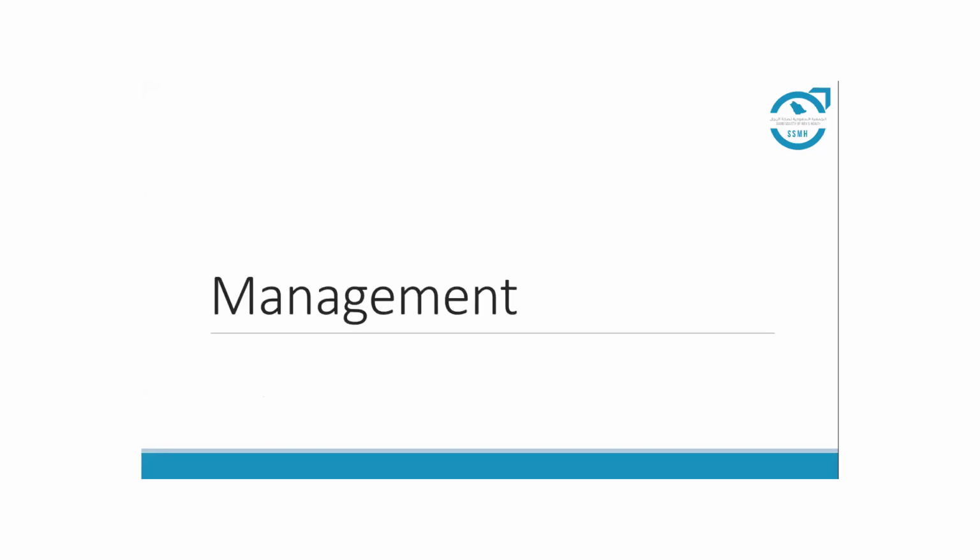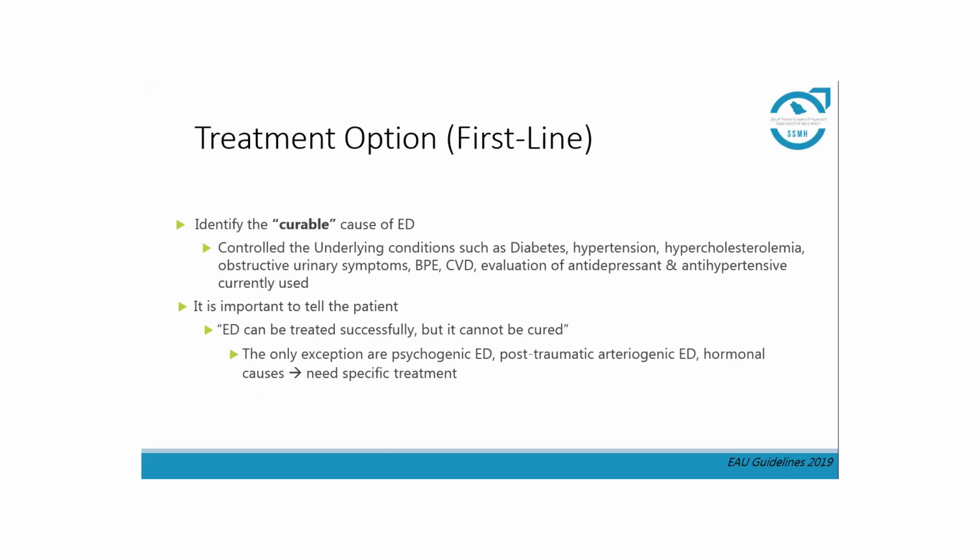So how do we manage patients with erectile dysfunction? It's very important to identify any curable causes of erectile dysfunction and correct them. So if the patient is poorly controlled diabetic or hypertensive or hypercholesterolemic or has obstructive urinary symptoms or coronary vascular diseases, evaluate his medication, especially antihypertensive and antidepressant, which causes erectile dysfunction, then this will help in your management.